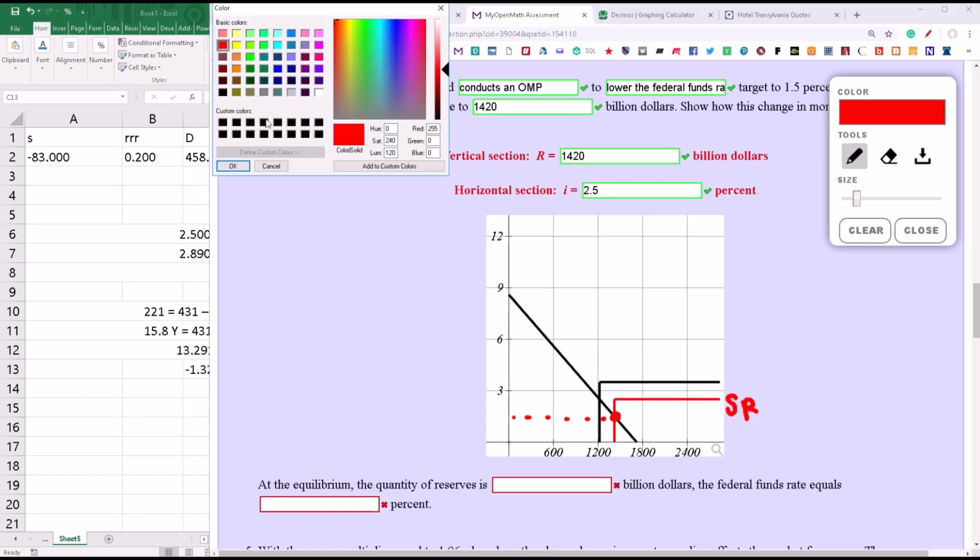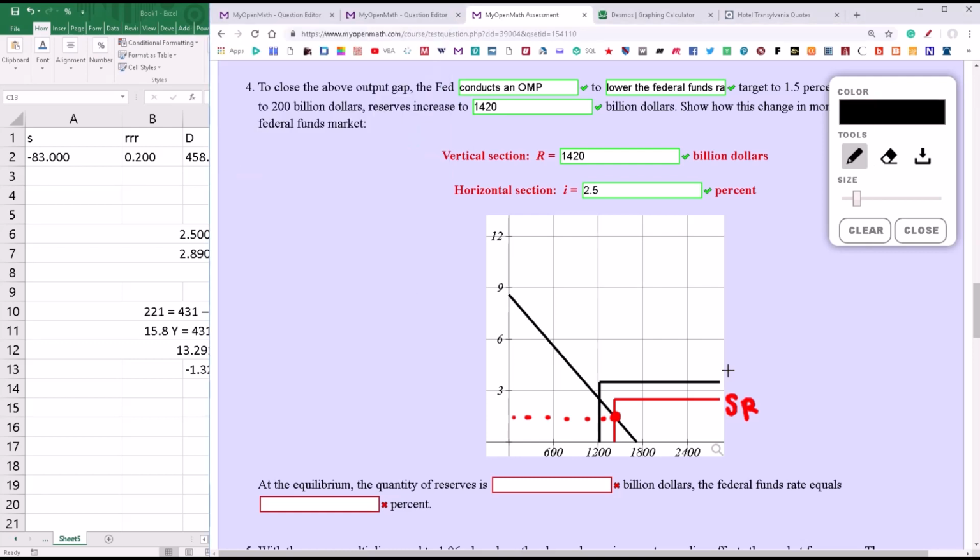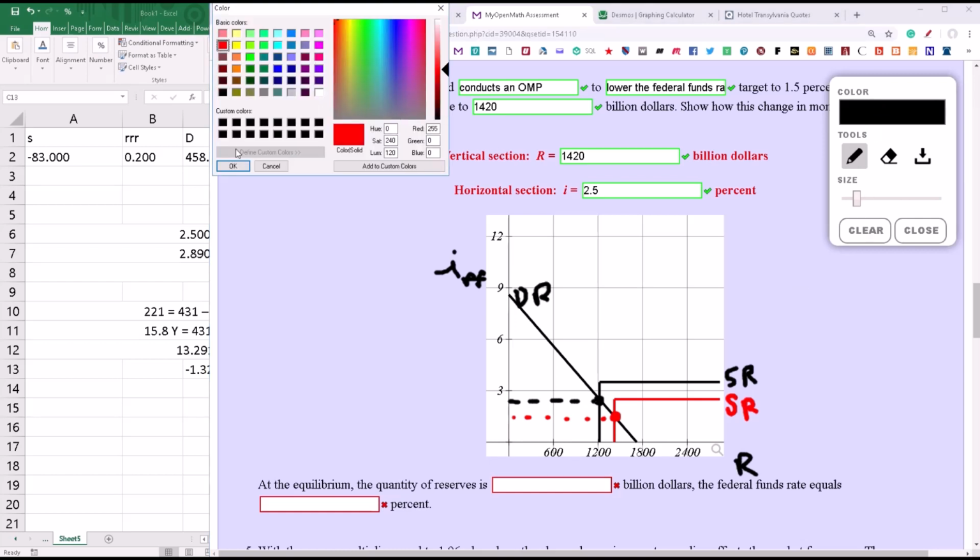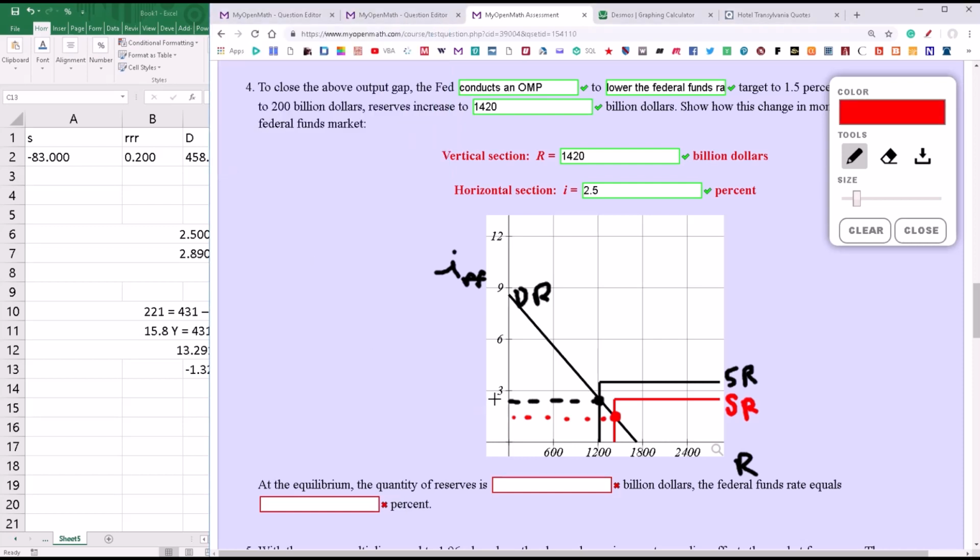The original supply curve is up here. The demand for reserves is here. The price of reserves is the federal funds rate. Reserves is the quantity of the money in the system. And the old equilibrium is right here. And you can see that the Fed has lowered the federal funds rate.